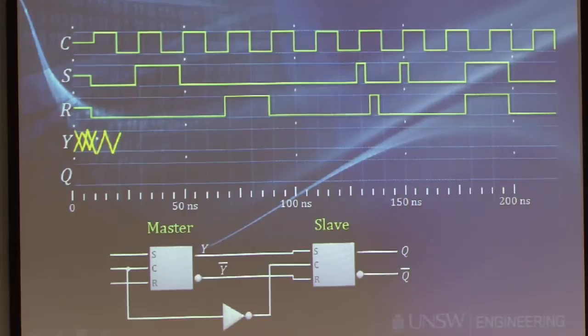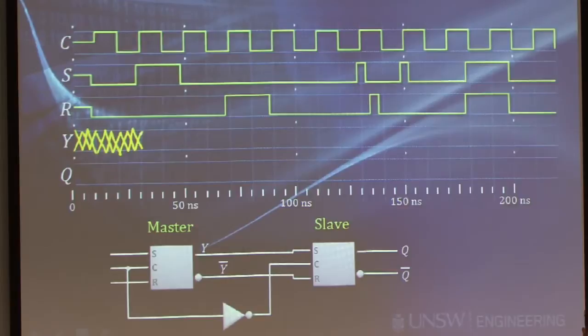So we'll continue with my little unknown until something happens. And then the clock goes low. When the clock goes low, the whole thing is disabled, and whatever I had before will just be maintained. Well, I don't even know what I had before, so I still don't know what I have now. So I'm still in this sort of unknown situation.